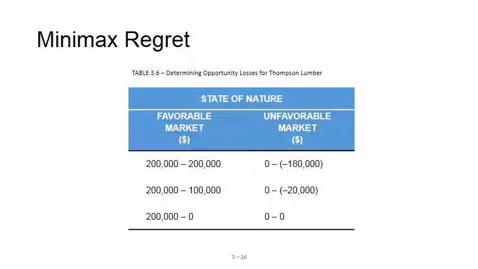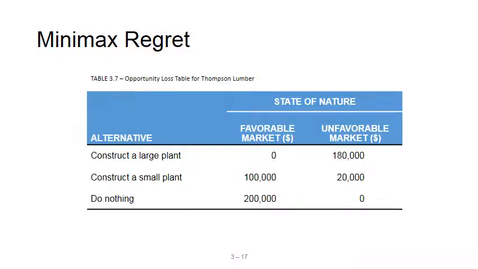In this example, we are trying to maximize profit. So for the favorable market, we will take the highest payoff, $200,000, and subtract each of the other payoffs from it. That gives us our favorable market column. In the unfavorable market, our maximum payoff is 0, so we will subtract each of the other payoffs from 0, and that gives us our unfavorable market column. Now we have an opportunity loss table to work with.